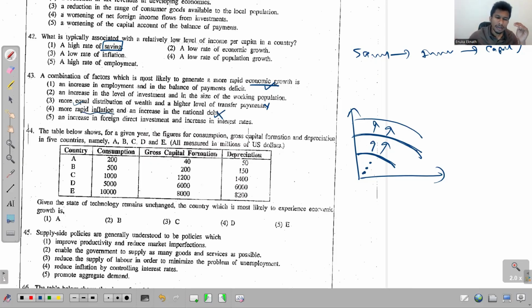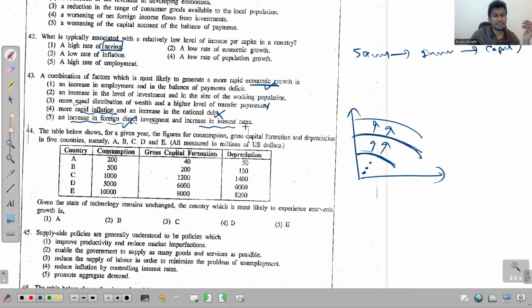If there is inflation, due to the inflation, the people will reduce consumption. When consumption is reduced, production will be reduced. When production reduces, again the opposite happens, not economic growth. The fifth one, an increase in foreign direct investment. Okay, yes, due to foreign direct investments, the productive capacity increases, it's true.